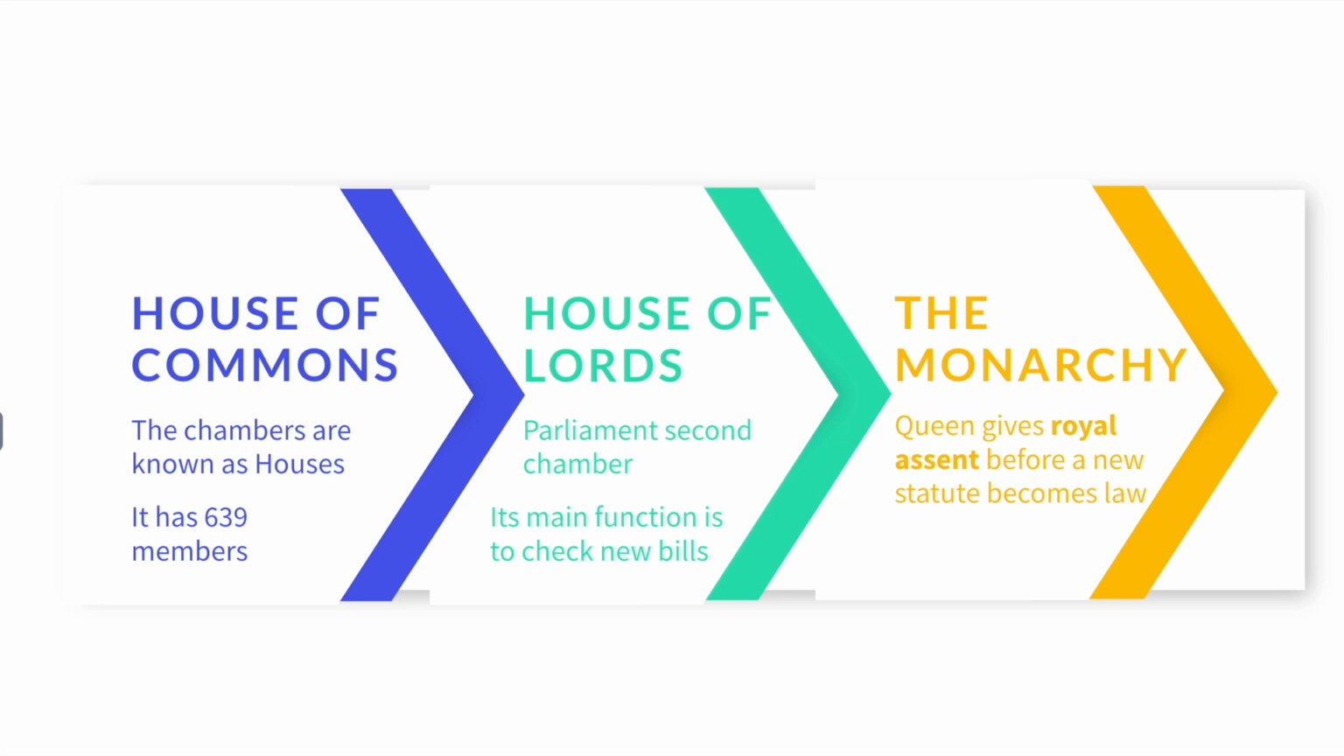And that leads to the final step, which is the monarchy. The monarchy has to give permission before a new statute becomes law. This is because the Queen is the head of state. The permission is called the royal assent. The monarch always accepts the advice of the government.